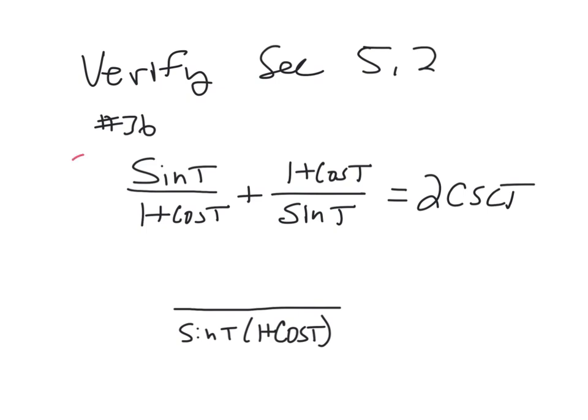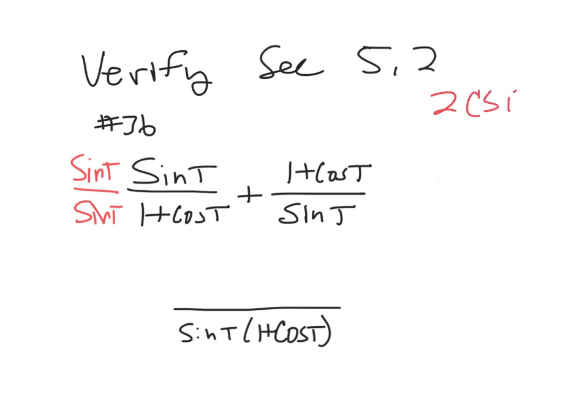So that's what I want my common denominator to be. So I've got to multiply this fraction by sine t over sine t, and I'm doing that because of that sine t. And ditto over here, I got to multiply this side. Here, let me do some erasing if I can. And I'm going to rewrite 2 cosecant t. I know that's what I'm headed for.